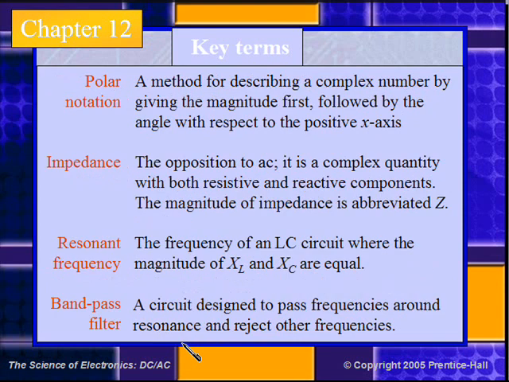Polar notation is a method for describing a complex number by giving the magnitude first, followed by the angle with respect to the positive x-axis. Impedance is the opposition to AC. It is a complex quantity with both resistive and reactive components. The magnitude of impedance is abbreviated by Z. Resonant frequency is the frequency of an LC circuit where the magnitudes of XL and XC are equal, and a bandpass filter is a circuit designed to pass frequencies around resonance and reject other frequencies.